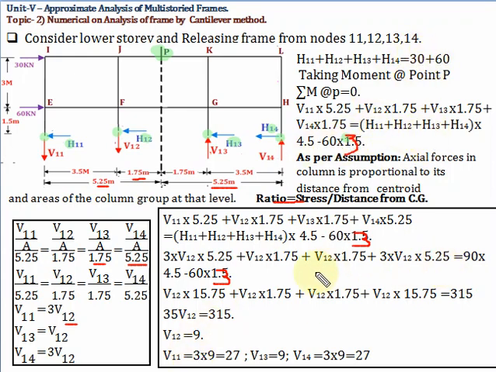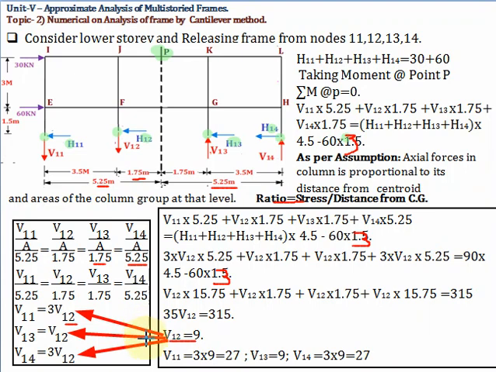Okay. So by solving this, we'll get the value of V12, that is equal to 9. Now put the value of V12 in this equation. So which value will we get? We'll get the value of V11. Now put the value of V12 here, we'll get the value of V13. And put the value of V12 in this equation, we'll get the value of V14.